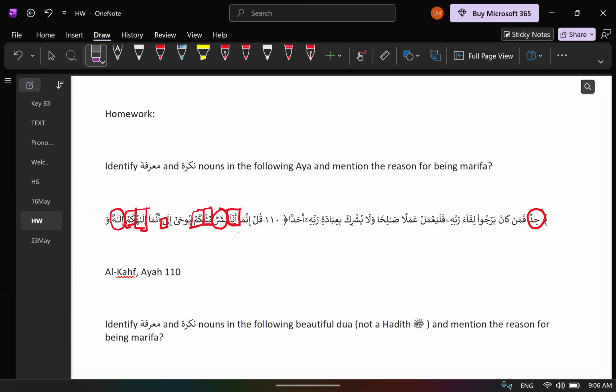So man. Faman is nakira? Man is ismul mausul, right? And Ismul Mausul, we learned 7 or 8 categories of marifa. Ismul Mausul is one of them. So this is marifa. Kana is a verb.